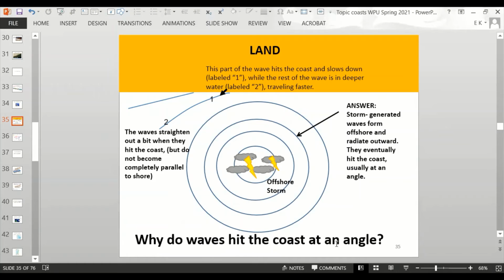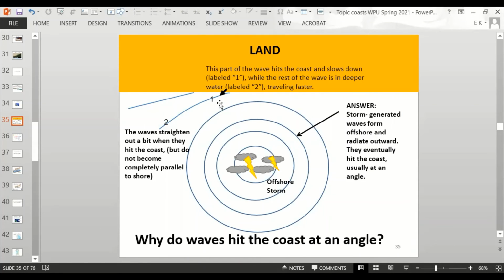So first, why do waves hit the coast at an angle? Generally, it's because you have waves that are generated by storms that form offshore, and those waves radiate outward in all directions, and they eventually hit the coast. So these waves are going to hit the coast at an angle. Usually waves are not hitting the coast straight on. It would only hit straight on, like right there. Anywhere else, it's going to be at an angle.